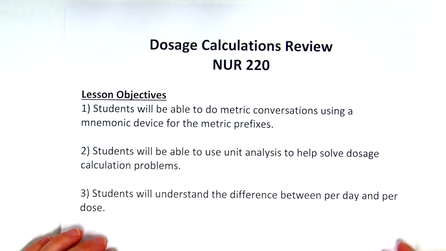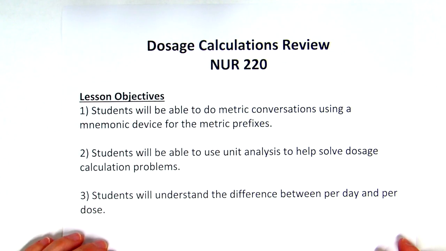The first one is students will be able to do metric conversions using a mnemonic device for the metric prefixes. You'll end up doing a lot of conversions within the metric system for your dosage calculation problems, so it helps to have a mnemonic device that will help you do those conversions.